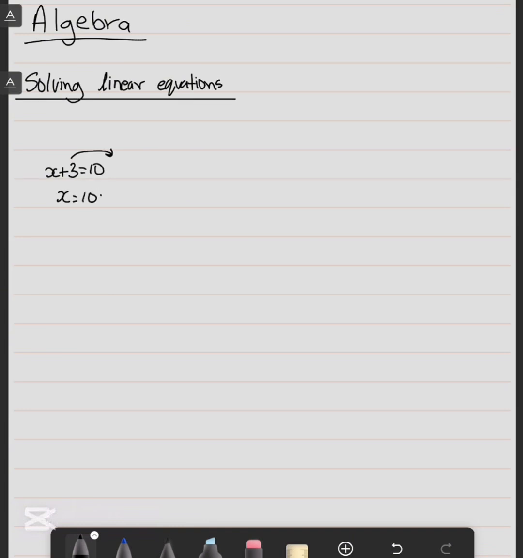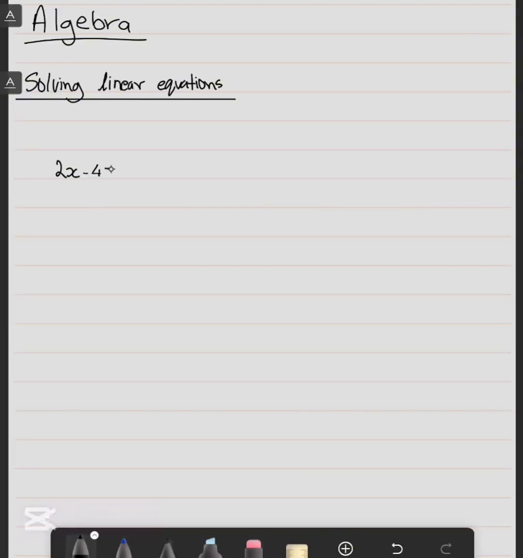So you bring 3 to the other side and it becomes 10 minus 3. The key rule is that if something goes over the equal sign, the sign changes. So if it's a plus, it'll become a minus, and if it's a multiply, it'll become a divide, and back and forth. Then you do 10 minus 3, which is 7.